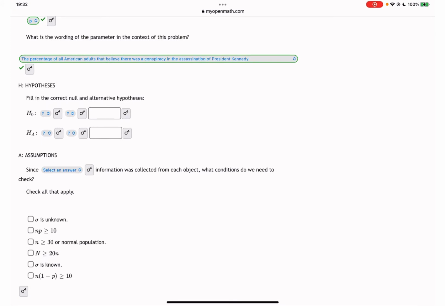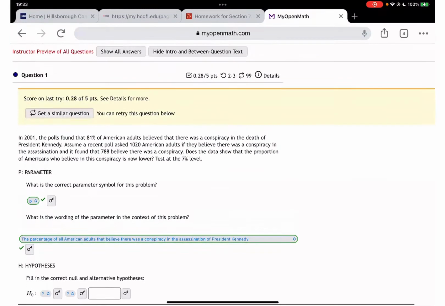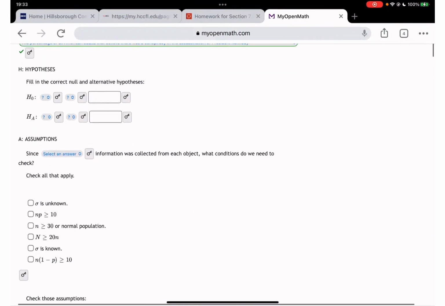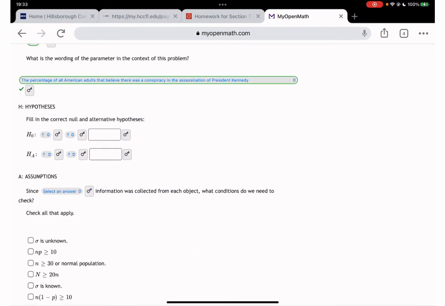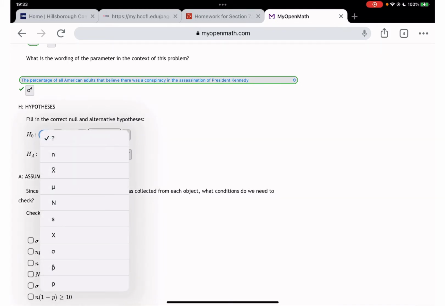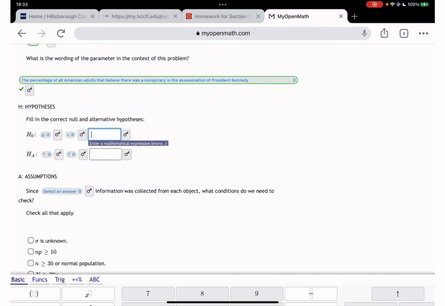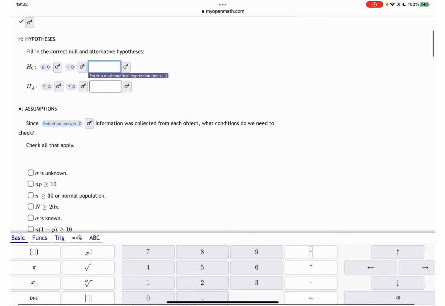Next one. Fill in the correct null and alternative hypothesis. So, what do we have in this case? The poll found that 81% of American adults believed there was a conspiracy. So the null hypothesis for P, the proportion who believe, is equal to 0.81. It's 81%, right?